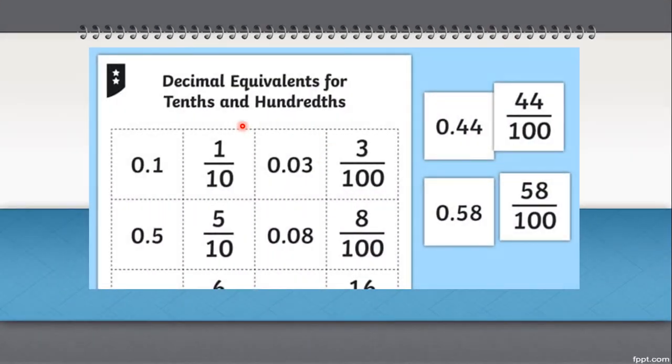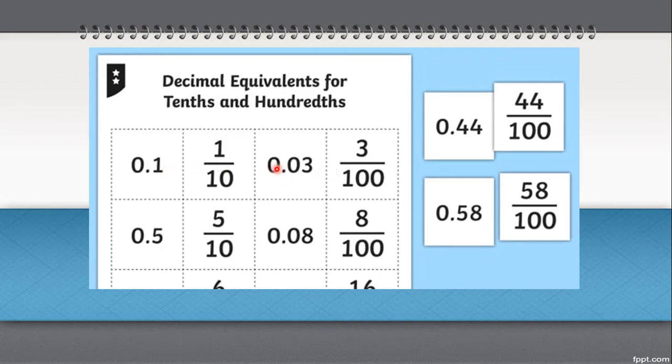Now, decimal equivalents for tenths and hundredths. See, 0.1. How to place it as a fraction? You will remove the decimal. Now what will you check? After the decimal, how many digits do you have? You have only one digit. That means as a denominator, that many zeros after the 1, a multiple of 10, you have to keep. 1 upon 10. It's the same when you convert this fraction into a decimal number, 0.1.